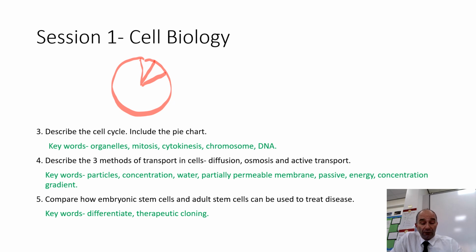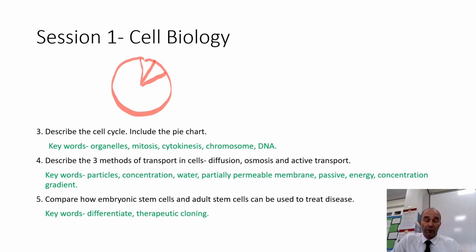The fourth activity is to describe the 3 methods of transport in cells, and they are diffusion, osmosis, and active transport. It could be a good way to compare them by drawing a table. It's up to you the format that you take, but you need to include in your answer about particles, concentration, water, partially permeable membrane, passive, energy, and concentration gradient.